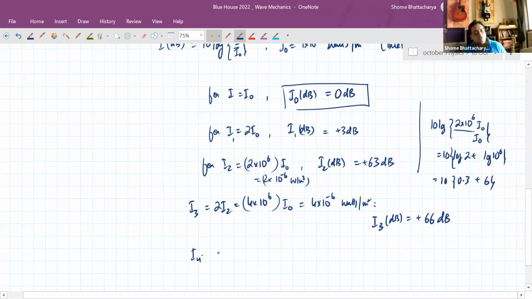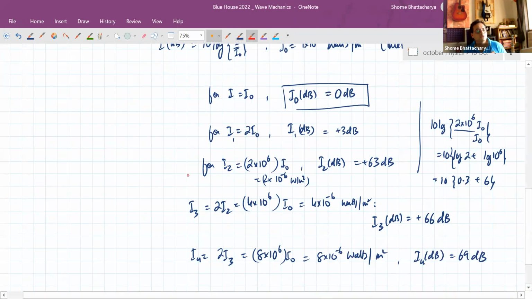Then suppose you double this one now. So I4 is, let's say, 2 times I3. So it becomes 8 into 10 raised to the power 6 times the threshold of hearing, or 8 into 10 raised to the power minus 6 watts per meter square. So in decibels, I4 now becomes 69 decibels.